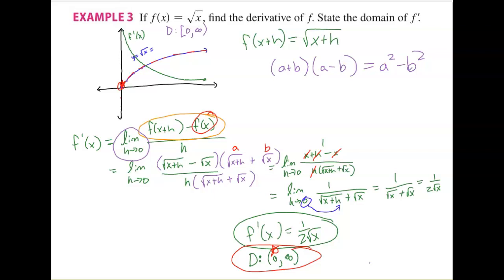We can rewrite the square root of x as an exponent, can we not? What's the exponent version of the square root of x? X to what power? I can rewrite my derivative in the same way. So my derivative came out to 1 over 2 root x, right?